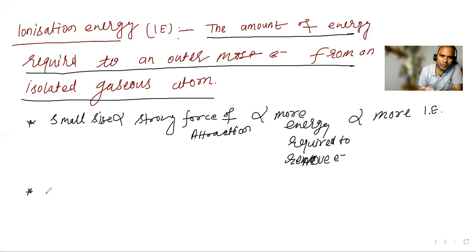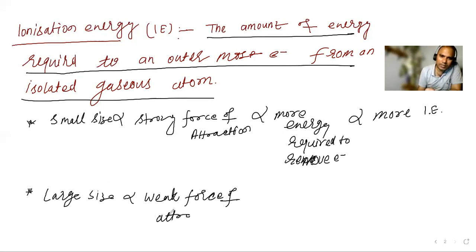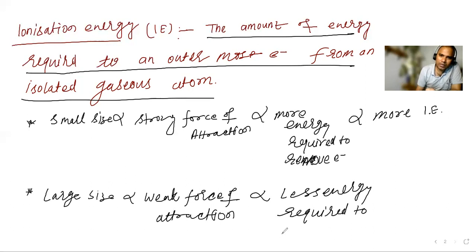Star number 2. Large size is proportional to weak force of attraction between the nucleus and the outermost electron. Weak force of attraction, so less energy is required to remove the electron. So less IE.